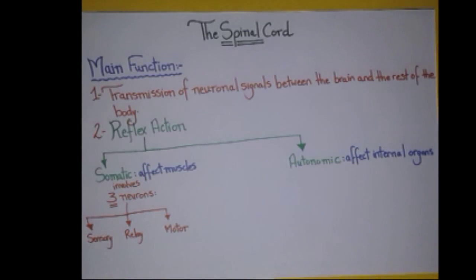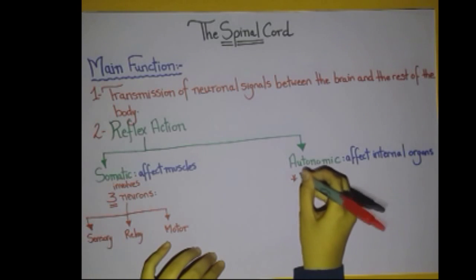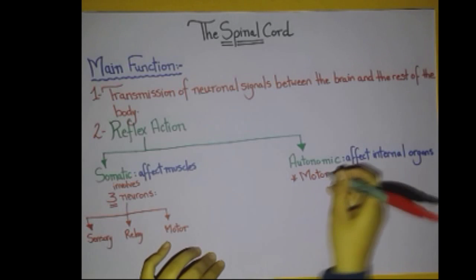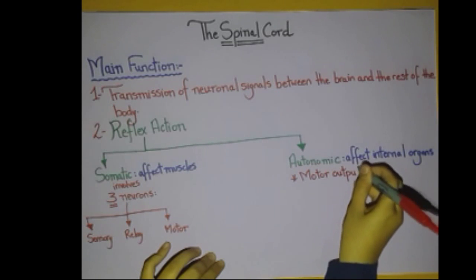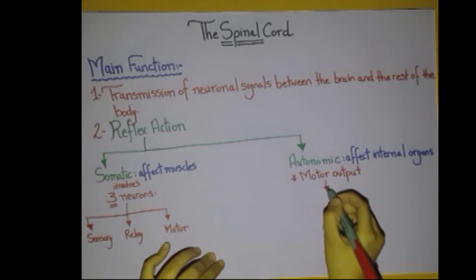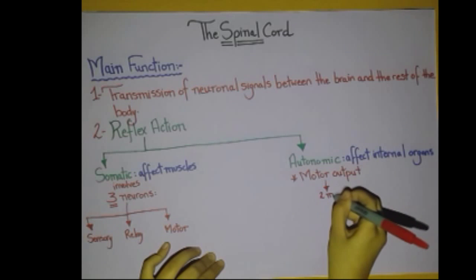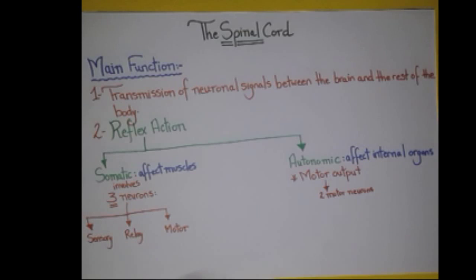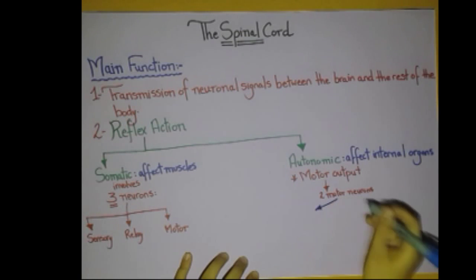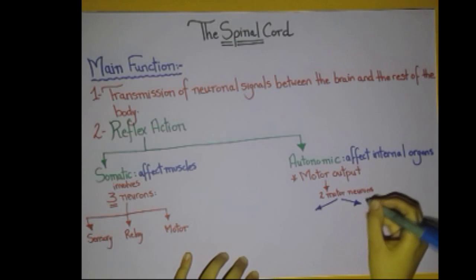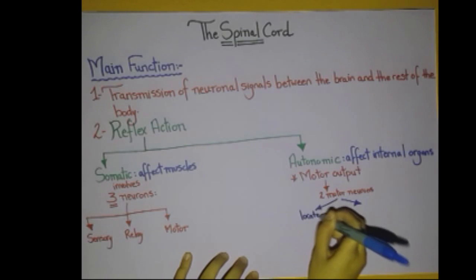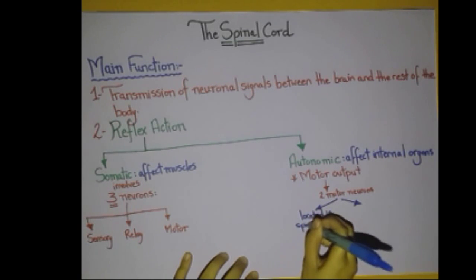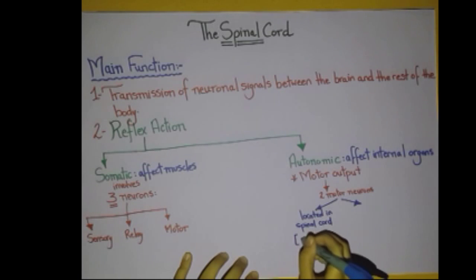Now let's move to the second type of reflex arc, which is the autonomic reflex arc. The main difference between the autonomic and the somatic reflex arc is the motor output. For the autonomic, we have outputs such as internal organs, nearby organs, as I've mentioned before, and glands, for example, to secrete hormones.